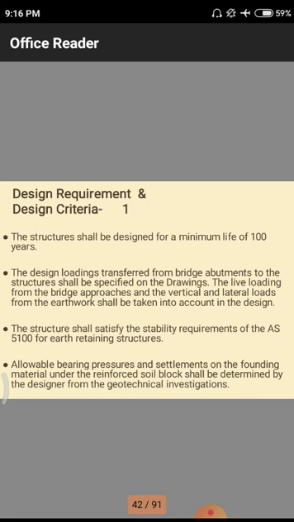Allowable bearing pressures and settlements for the founding material under the reinforced soil block shall be determined by the designer from geotechnical investigations. That means geotechnical investigations tell us the basic primary conditions of the soil, the load bearing capacity, capillary actions, and the structural parameters that have to be known. After knowing all those parameters, they will go for filling material properties. Why? Because filling material also has some geotechnical properties. So by using those two conditions, they will give some data.